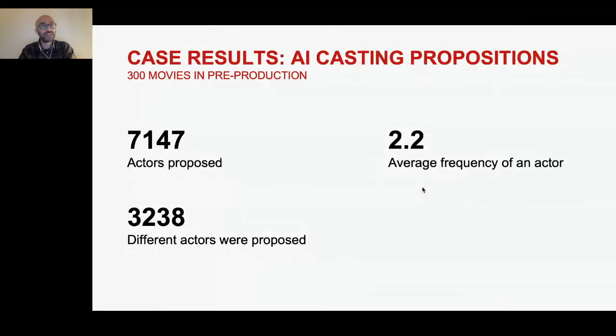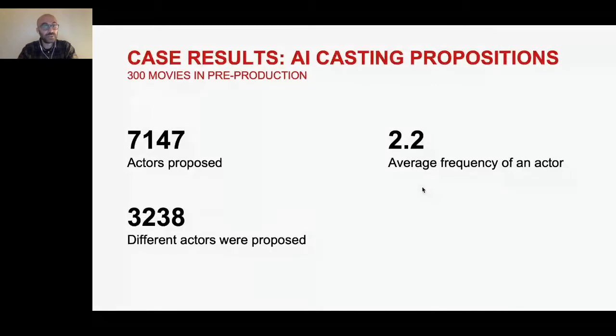We checked 300 movies that have used our platform, which were in the pre-production stage. And for these 300 movies, the system proposed some actors for their top characters. Normally it proposes five potential actors for each character. So in total, it proposed 7,147 actors for these 300 movies.